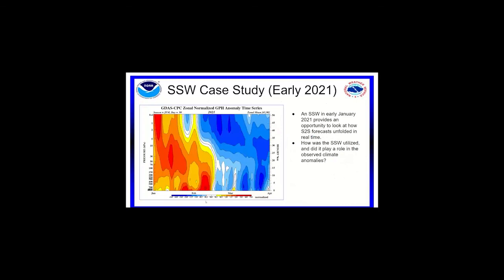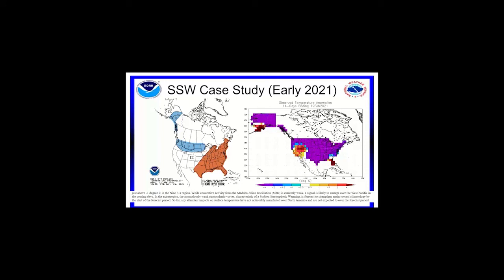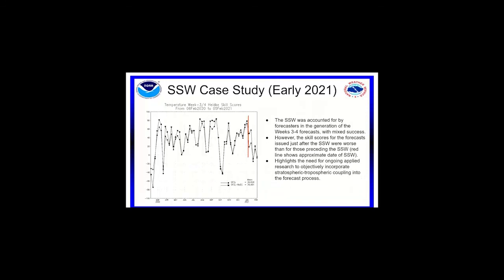I want to go back to something very quickly from previously. What made this particularly tricky was understanding the extent to which this final kind of paint drip was being forced by the stratosphere, or whether it was coincidence that it happened to be superimposed on this, with respect to mid-latitude variability. So it's a really interesting case to study. As we were watching this forecast unfold in real time, some aspects of it worked well, some aspects didn't. The sudden stratospheric warming was accounted for by forecasters. It was being utilized in the generation of the forecast, but with mixed success.